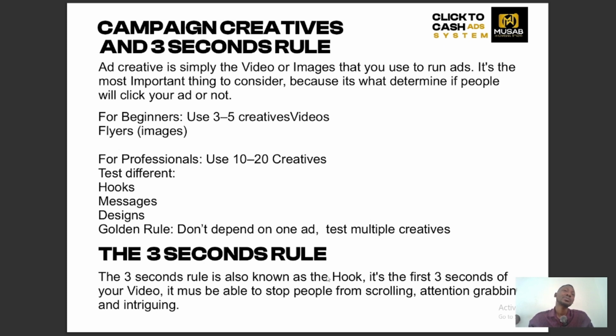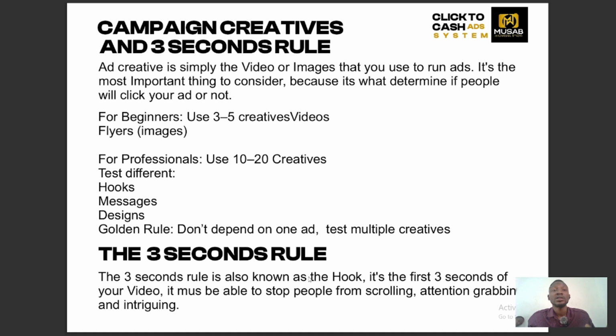Then for professionals, people that are pros that are already running ads, I would recommend you should have at least 10 creatives. In one campaign you can just duplicate your ad set and then use different creatives to test, you understand, and see which one is giving you the result. These pro people already have enough money to spend, so they can test things out of the money they have made from their previous ads. Okay, test different hooks, messages, design, and then the golden rule is don't depend on one ad, test multiple creatives.